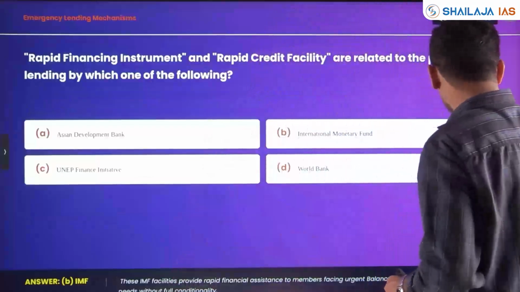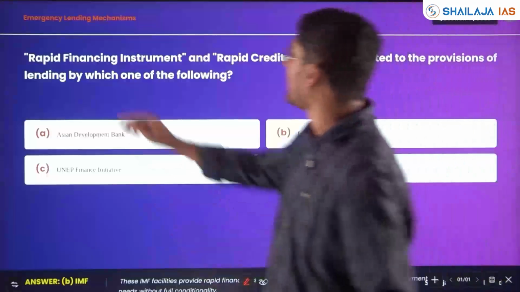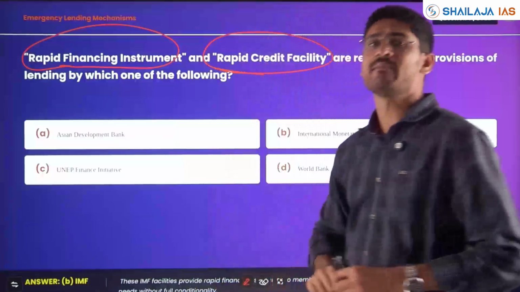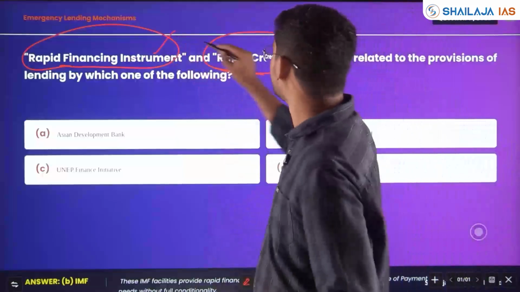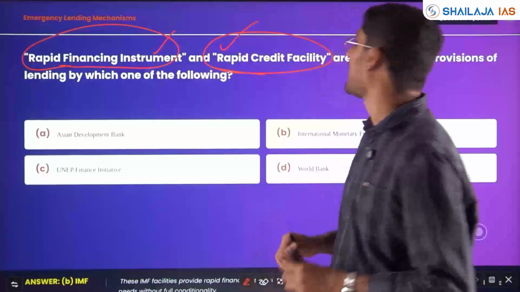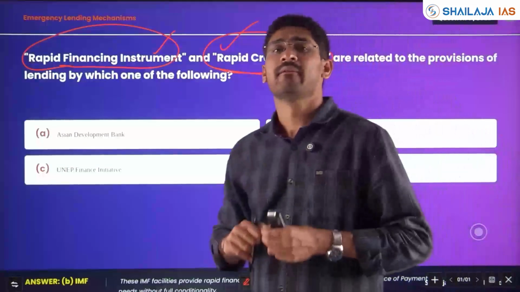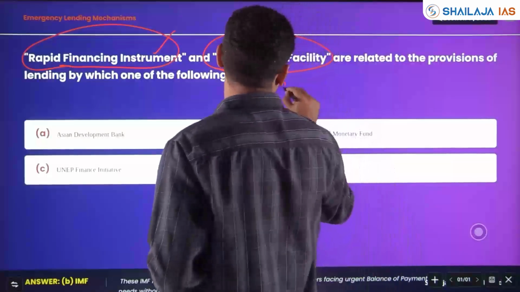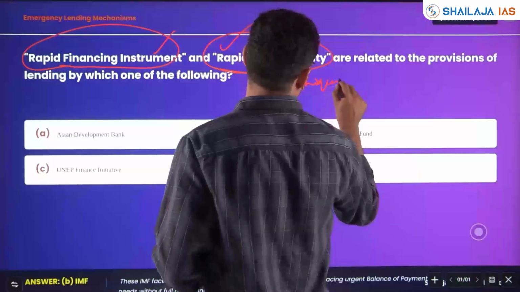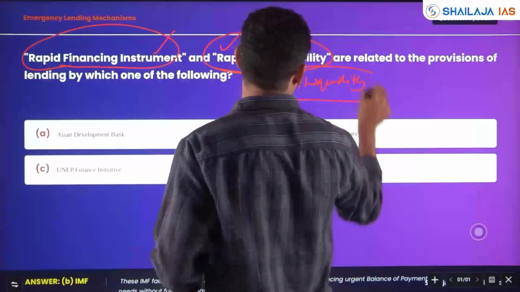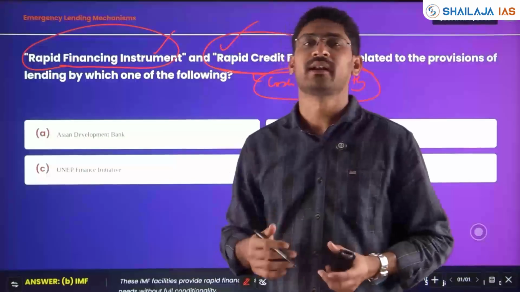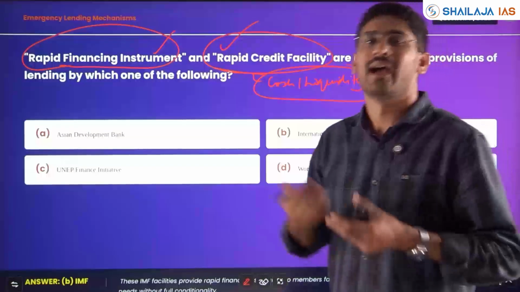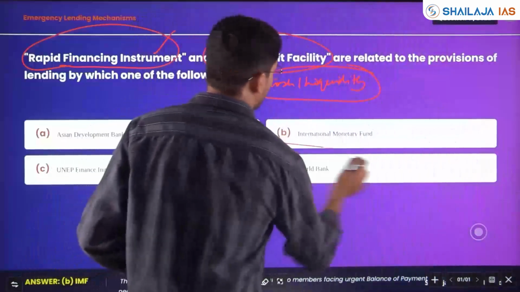Again, with respect to global institutions, the Rapid Financing Instrument and Rapid Credit Facility. During COVID time, one of the organizations opened this rapid financial instrument and rapid credit facility for countries facing a liquidity or money problem, a cash or liquidity problem. Which is the organization that normally comes to help whenever a country is under financial stress? Answer: it's the IMF, right? International Monetary Fund.